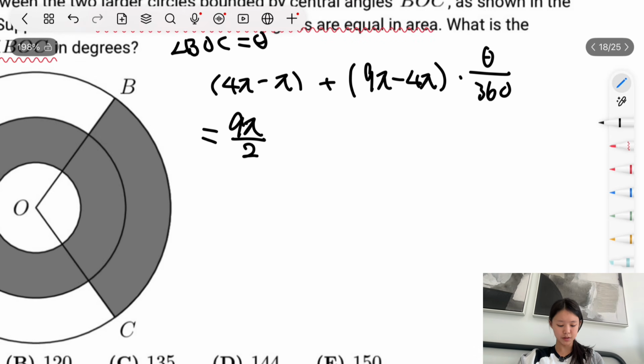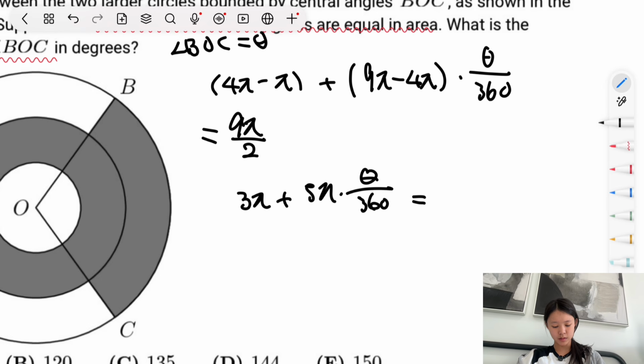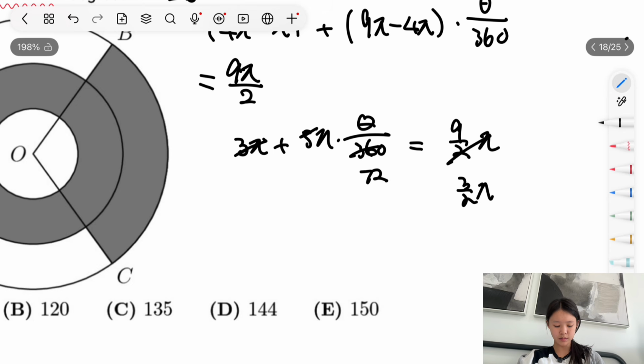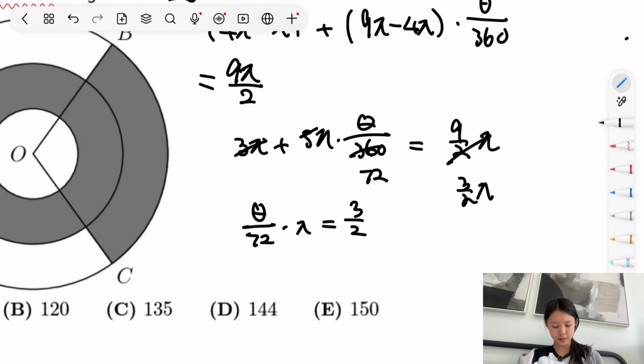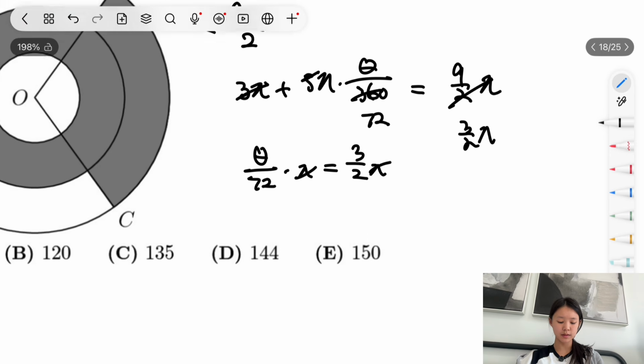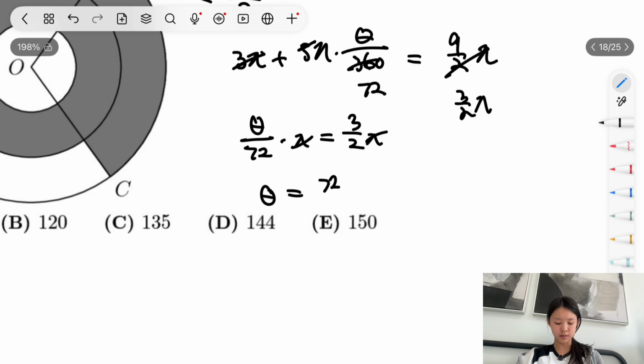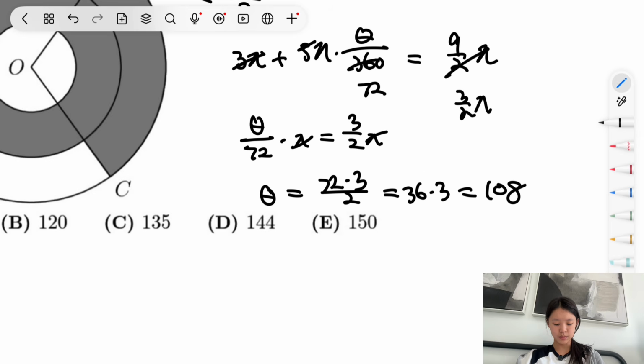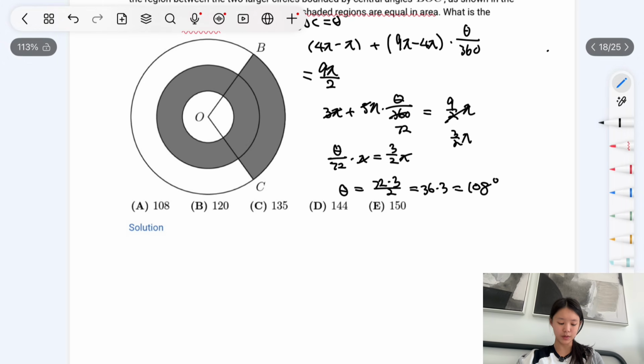So we can simplify that equation to get 3 pi plus 5 pi times theta divided by 360 equals 9 over 2 times pi. First we subtract that over, and we get 3 over 2 pi. And then we can divide this, and we get 72. So we have theta divided by 72 times pi equals 3 over 2 pi. Then divide the pi's from both sides, and we get theta equals 72 times 3 divided by 2 equals 36 times 3 equals 108. So we get the answer, theta equals 108 degrees.